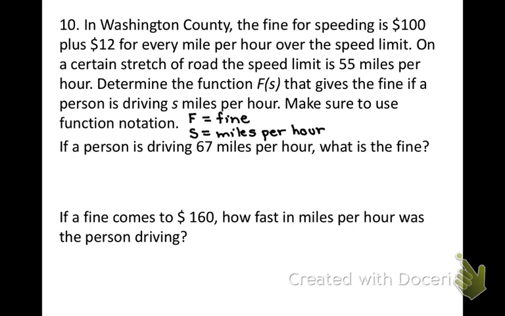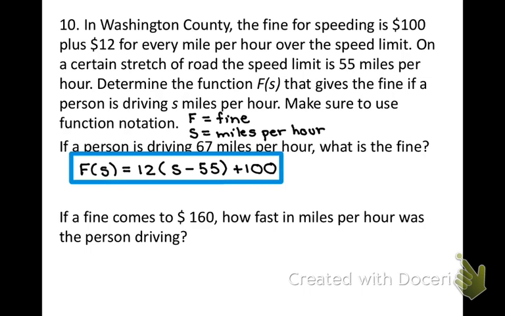So as I set up this function, f of s, I know that my slope is 12 because it's $12 for every mile per hour. So 12 represents our slope, but we have to have that expression S minus 55 so that people are only getting charged $12 per mile they go over. But then still, no matter what, they have that $100 fine to start out with. So this is the expression we are looking at.